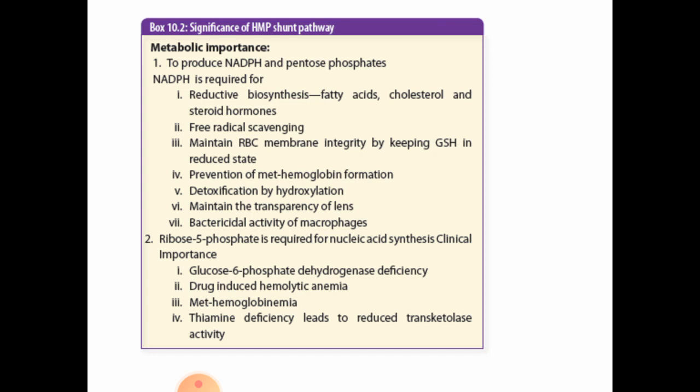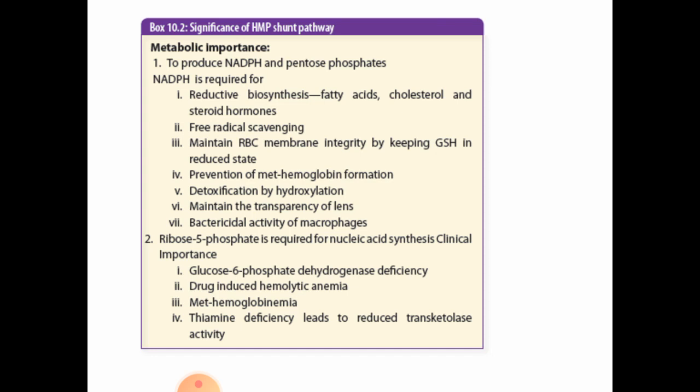Next is the clinical importance. Ribose 5-phosphate is required for nucleic acid synthesis, then glucose 6-phosphate dehydrogenase deficiency, drug-induced hemolytic anemia, methemoglobinemia, and thiamine deficiency, which leads to reduced transketolase activity. So, these would be the clinical importance.